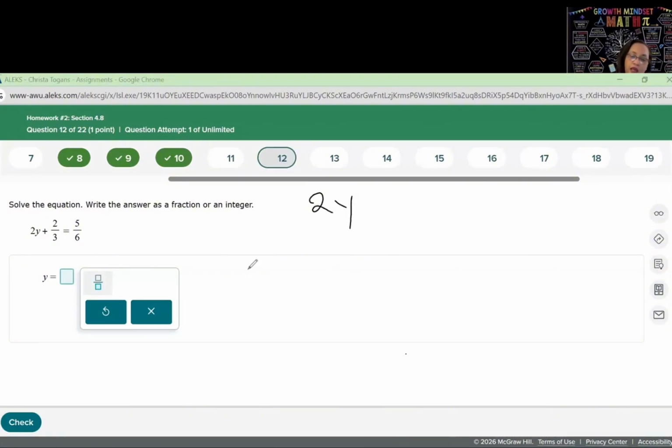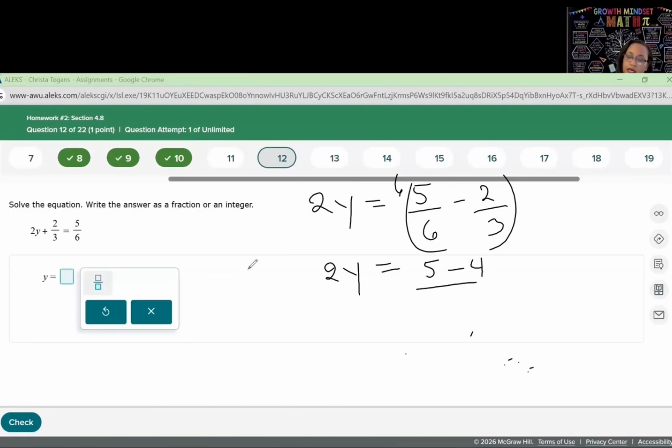So 2y equals 5 divided by 6 minus 2/3. Common denominator is 6. So 2y equals 5 minus 4. And yes, I am doing some of that in my head. So I'm going to get 2y equals 1/6. And then I'm just going to divide both sides by 2, which is the same thing as multiplying by a half. So I get 1/12.